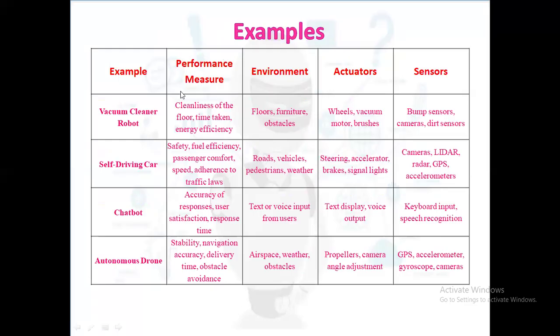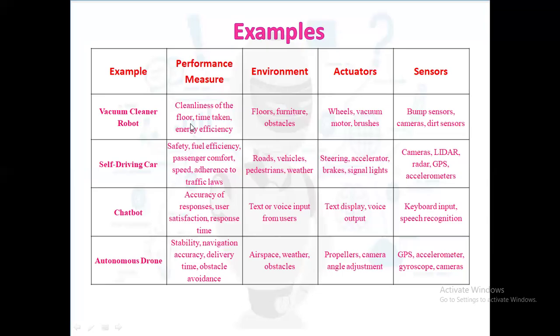So here, if you are taking the vacuum cleaner, and if you want to define the performance measure, environment, actuators, and sensors, how are we going to define it? A vacuum cleaner robot operates in an environment consisting of, what is the environment for a vacuum cleaner? We are taking the floors, furniture, and obstacles like walls or pets. It uses sensors. What type of sensors is it using? Bump detectors and cameras to navigate, and dirt sensors to identify areas that need cleaning. In actuators, we are taking wheels and vacuum motors, which help it move and clean effectively.